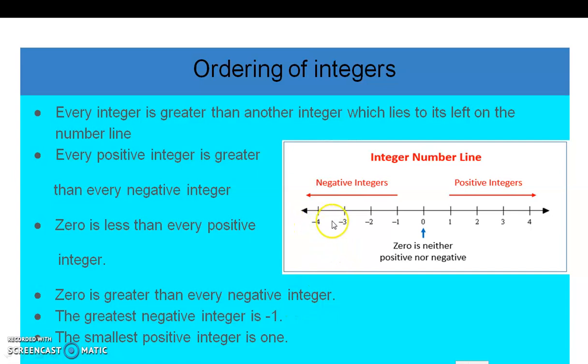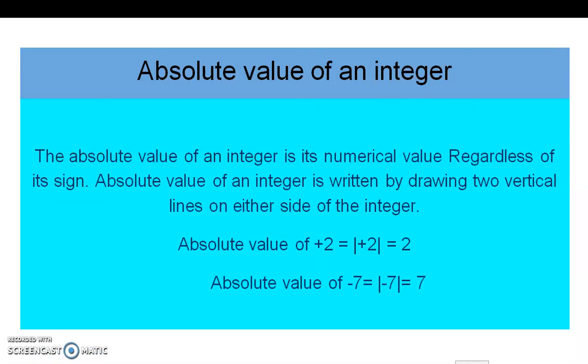Now the greatest negative integer will be the one which is lying towards the extreme right, and if you see in the negative integers, -1 is the greatest negative integer. But the smallest negative integer cannot be found. Coming to positive integers, the smallest positive integer is 1 and the largest positive integer cannot be found because counting never ends.